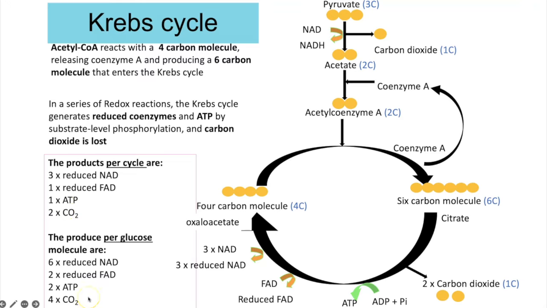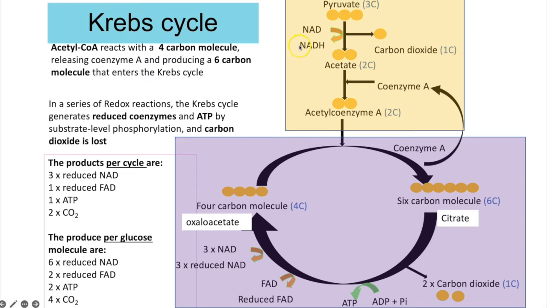But much like with the link reaction, the Krebs cycle happens twice for every glucose molecule because we have 2 pyruvate made, therefore 2 acetyl-CoA, therefore the cycle happens twice. So for every glucose molecule, we have 6 reduced NAD, 2 reduced FAD, 2 ATP and 4 carbon dioxide molecules. So this is just splitting it up into those 2 stages, the link reaction and the Krebs cycle.